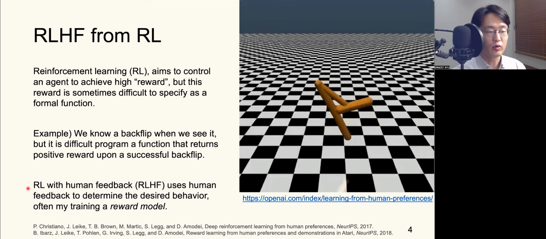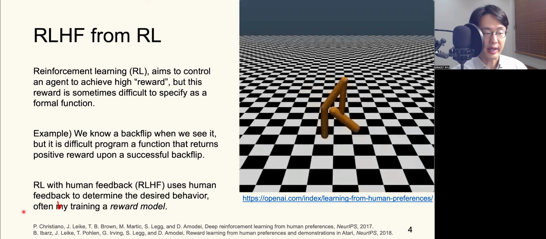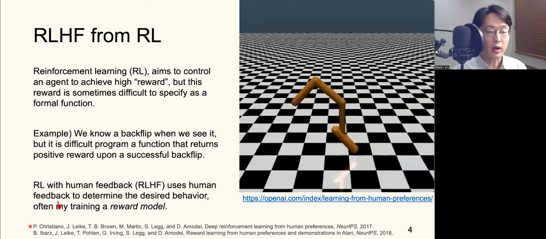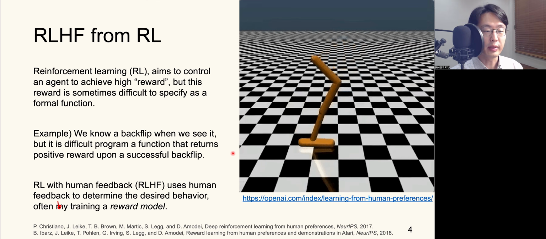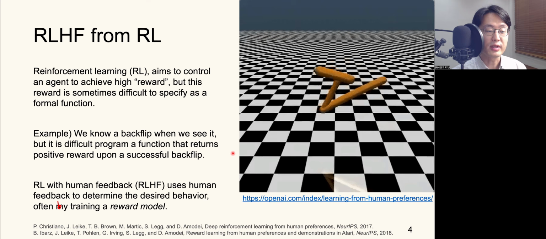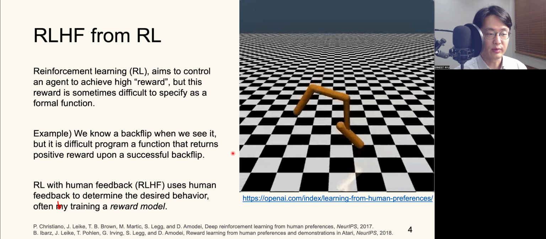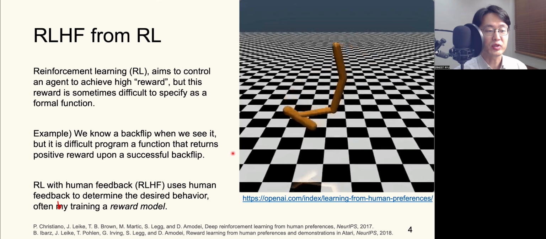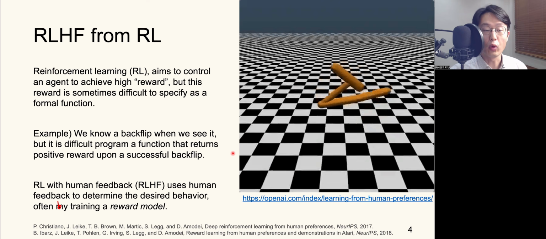So reinforcement learning with human feedback uses human feedback to determine the desired behavior, often by training a reward model. This GIF video is taken from this paper by Christiano et al. If you visit this OpenAI blog, you can find further information about this work. And in the blog, the human feedback collection mechanism is described. Basically, you have a human sitting at a computer screen, observing various attempts of this multi-joint thing attempting backflips. And the human is asked to rate: of the attempt on the left or the attempt on the right, which one is closer to a backflip?